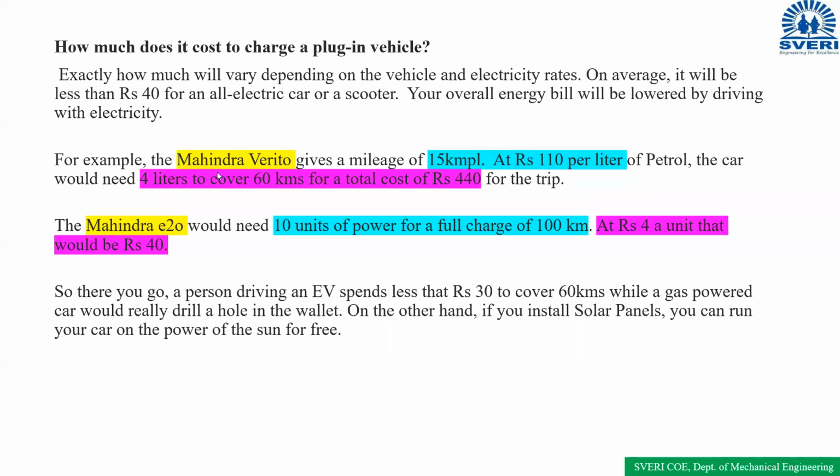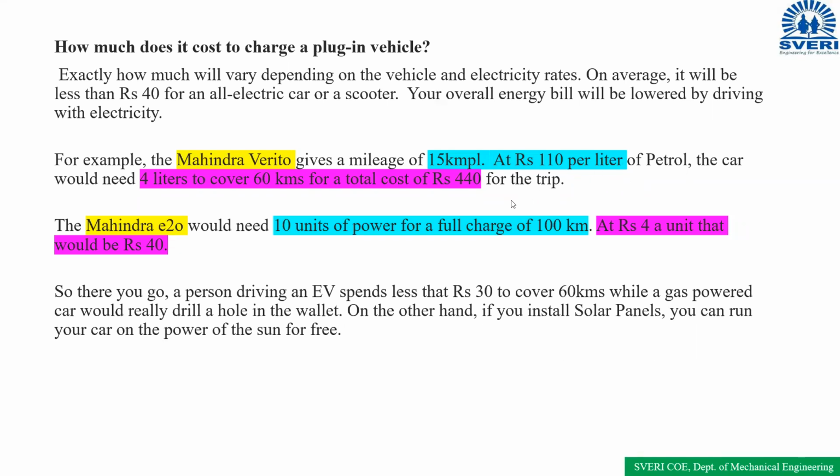I have given one car, the Mahindra Verito. This is the fuel vehicle, and it gives an average of 15 kilometers per liter. The mileage of this vehicle is 15 kilometers per liter. Approximately, nowadays, 1 liter of petrol costs 110 rupees.